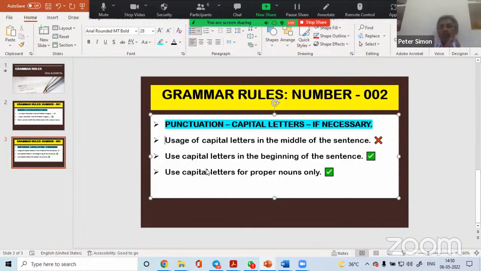So these are the rules for writing capital letters. Otherwise, don't use capital letters.